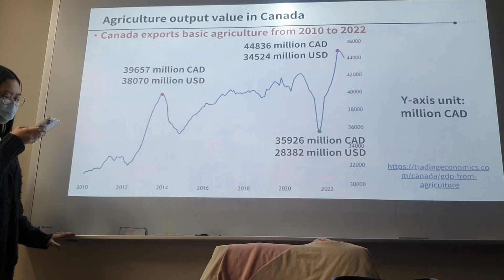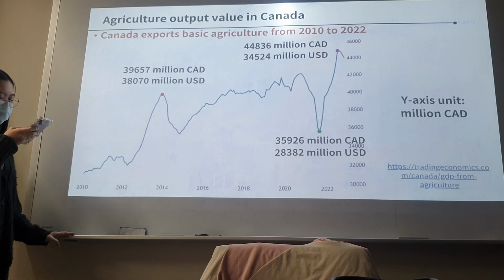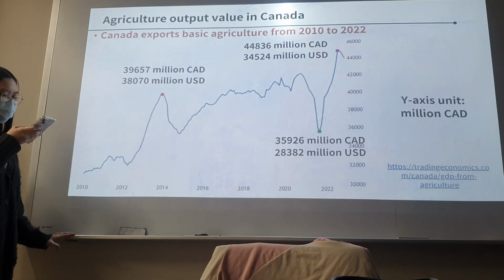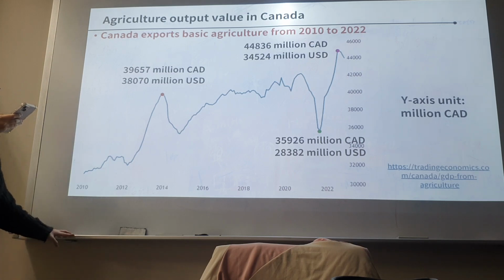The limited supply and higher prices in the wheat export market caused by the Russo-Ukraine war are the main reason for encouraging Canadian farmers to increase their wheat planting area.